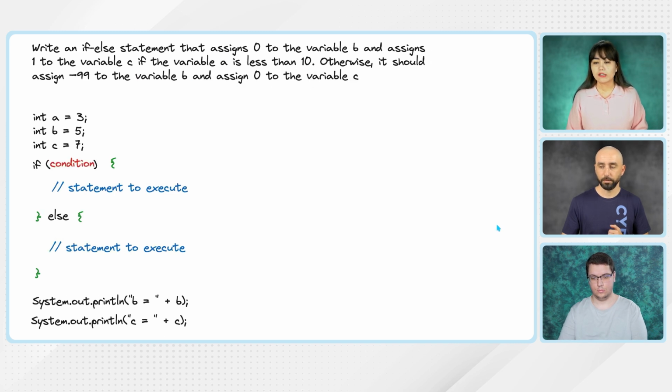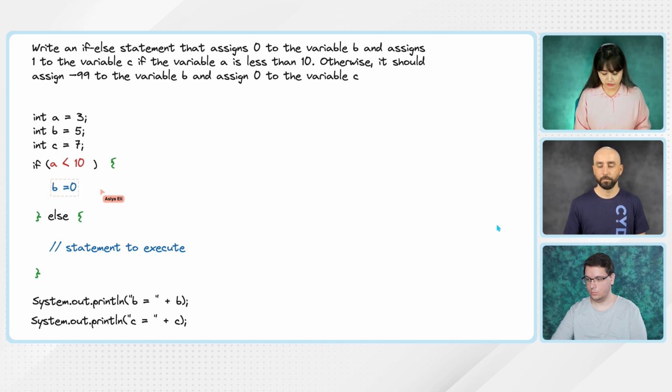Okay, I think we have one more, Asya, with the if else. Yes. So write an if else statement that assigns 0 to the variable b and assigns 1 to the variable c if the variable a is less than 10. So let me go with this first. My condition based on the task is that the variable a is less than 10. So my condition is a less than 10. Then my statement is I have two variables to assign. One is assign 0 to b, so b's value equals 0. And assign 1 to the variable c, so c's value is equal to 1.